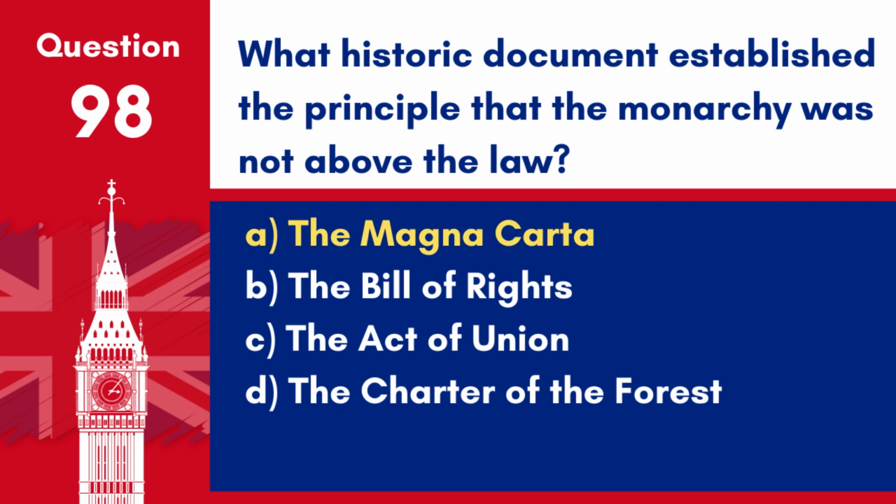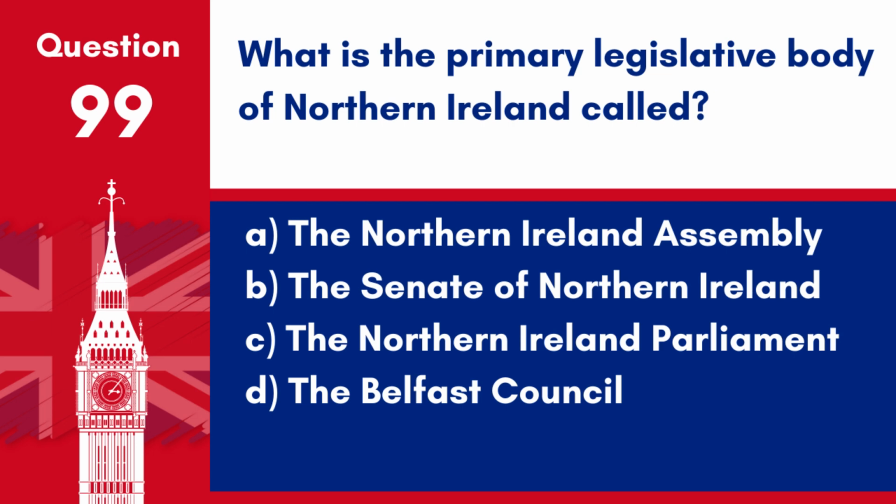Answer: A. The Magna Carta. Signed in 1215, the Magna Carta was a cornerstone in the development of constitutional governance and the rule of law in England, establishing the principle that the monarchy was subject to the law. Question 99. What is the primary legislative body of Northern Ireland called? A. The Northern Ireland Assembly. B. The Senate of Northern Ireland. C. The Northern Ireland Parliament. D. The Belfast Council.